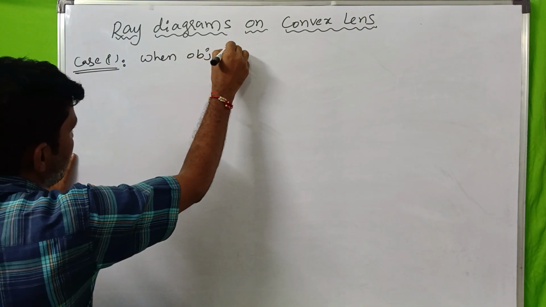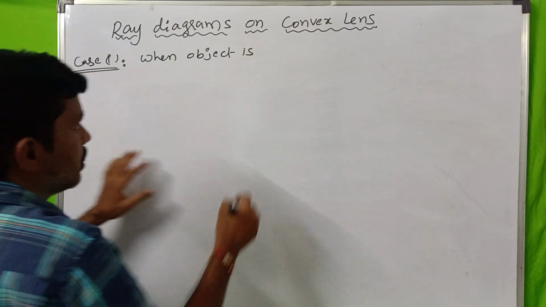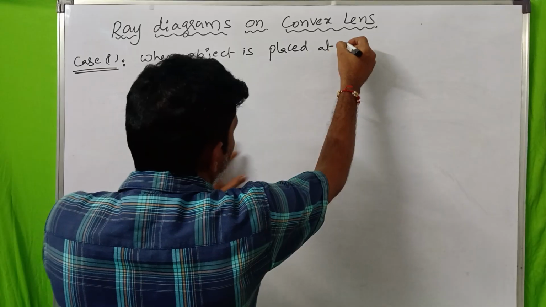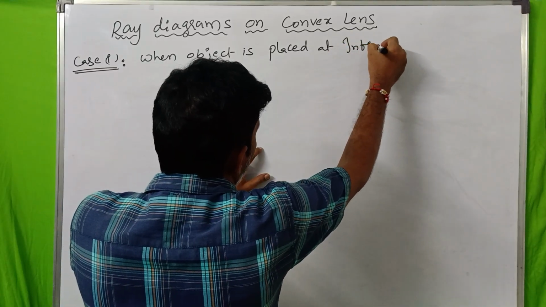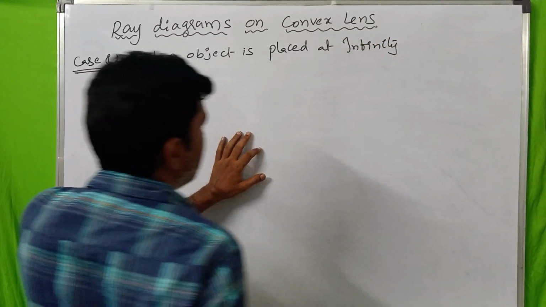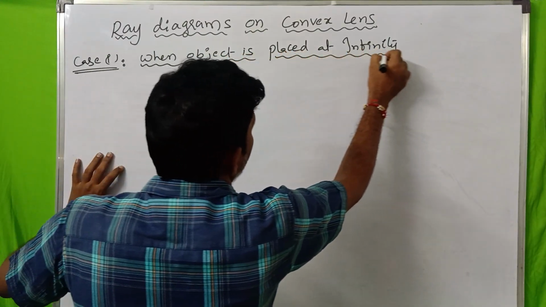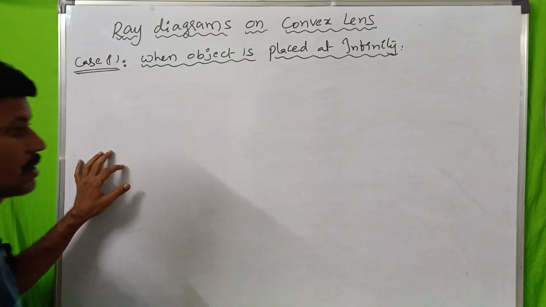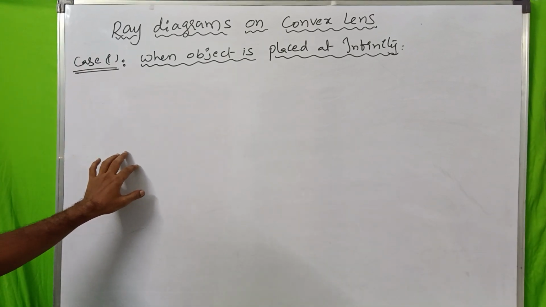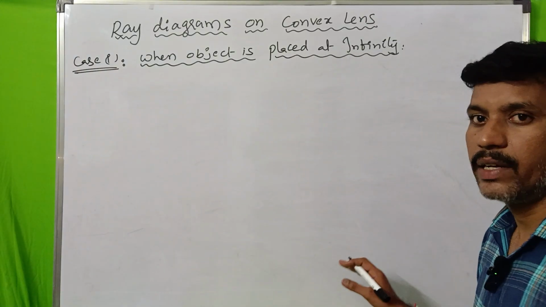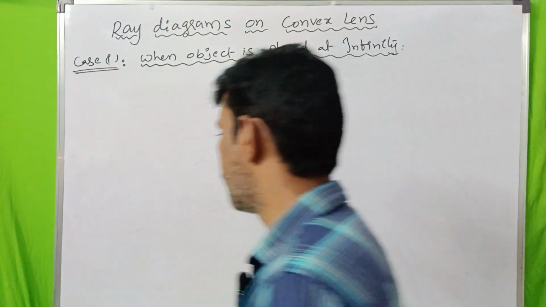When the object is placed at infinity. This is the first case. An object is placed at infinity. Let us take the convex lens.